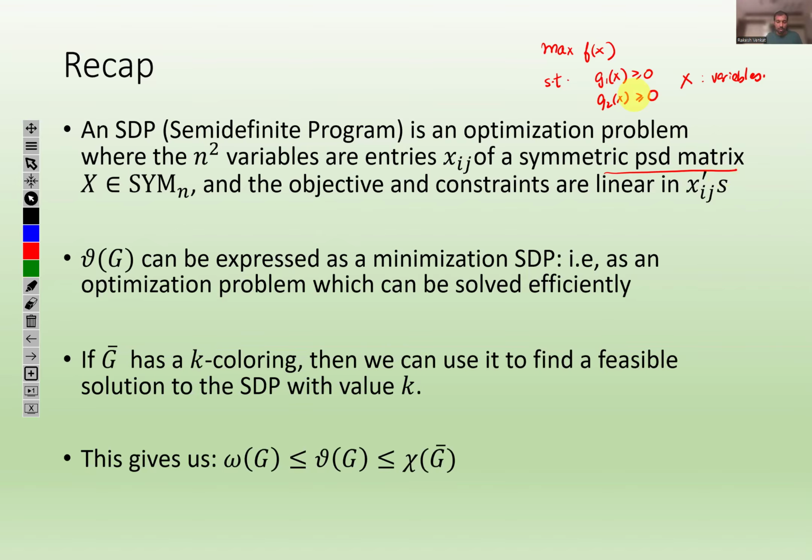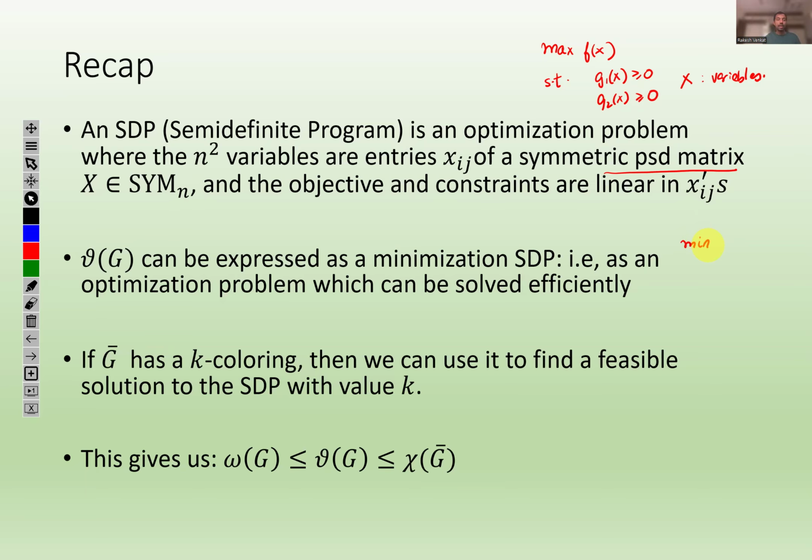The second thing we had seen is that theta of G, which is the theta function of our input graph G, can be expressed as an SDP. Here I've written maximum, but it can be written as minimization of a linear function of these variables xij subject to certain constraints. And the point is that semi-definite programs can be solved efficiently with some technical conditions, but for our purposes, we can assume that it can be solved efficiently, which means that given an input graph G, I can actually determine what theta of G is. Okay, so that's one computational aspect.